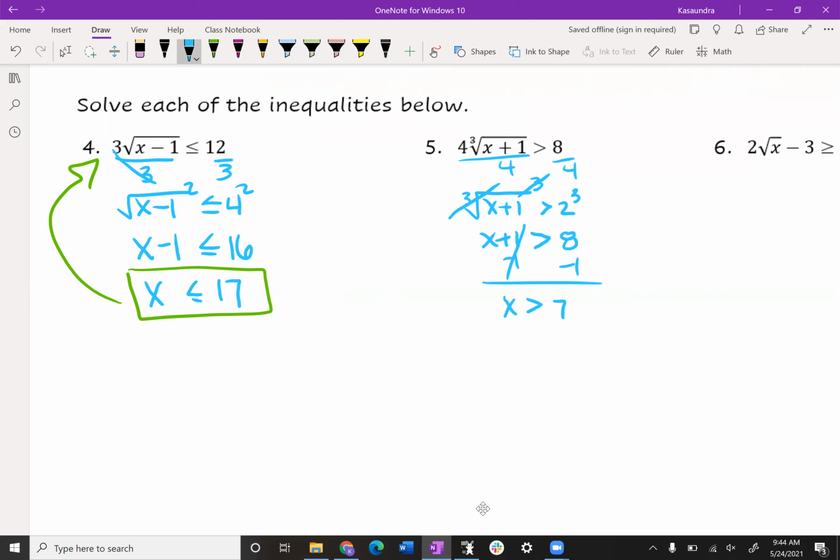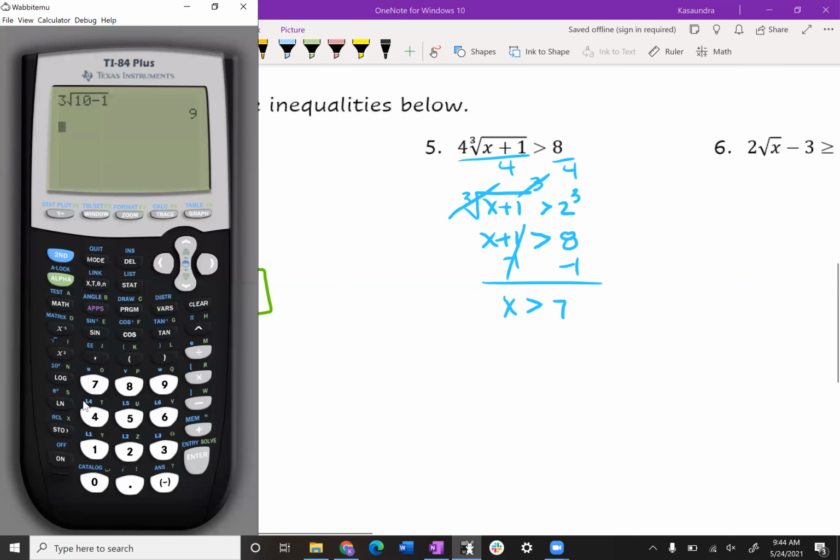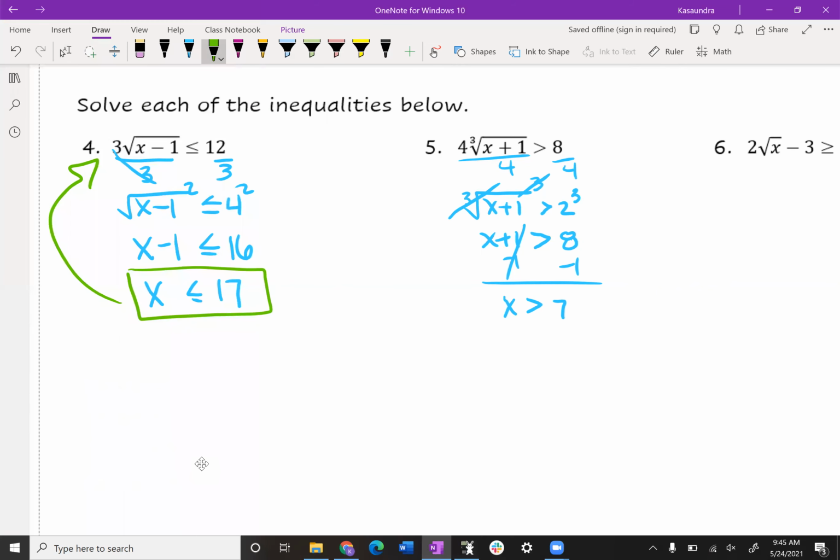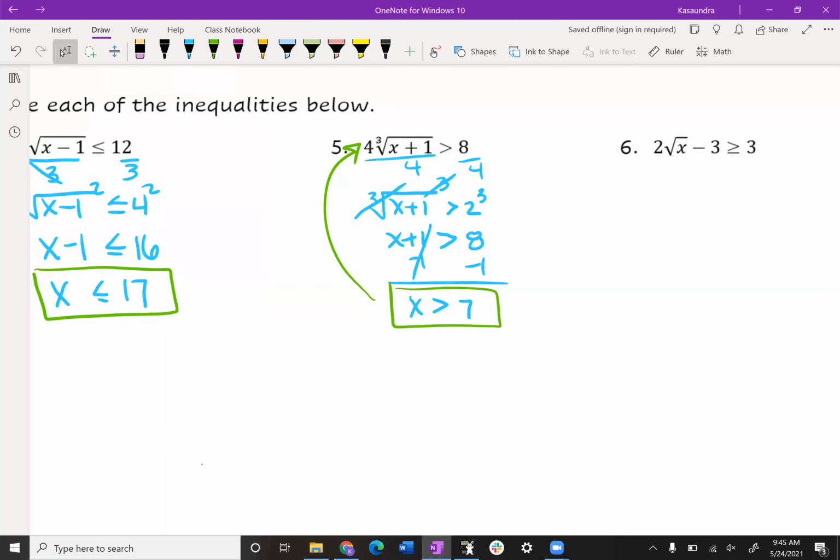So let's pick a number greater than 7. Maybe we'll pick like an 8 or something. And let's check it out. 4 times the cube root of something greater than 7 plus 1. We chose an 8, so 8 plus 1. And it is in a cube root, so like a 1/3 exponent. All right, let's see if that is greater than 8. 8.32, that is greater than 8, not by much, but it is greater than 8. So that tells me that we got a correct answer here. Okay, so we checked our answer. That worked. And then last one here.